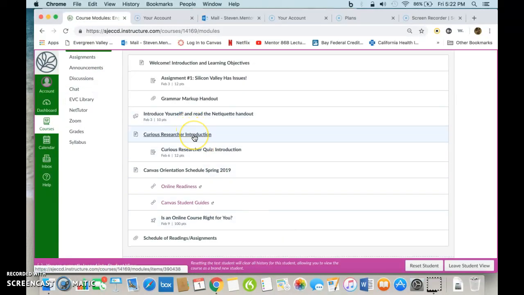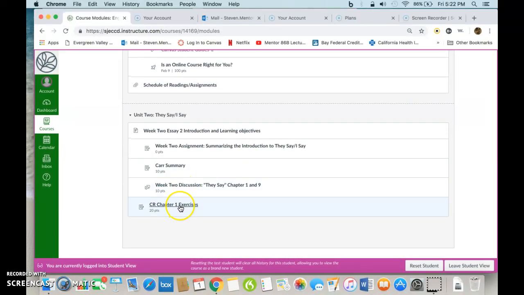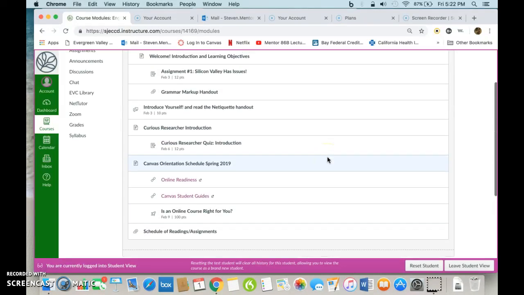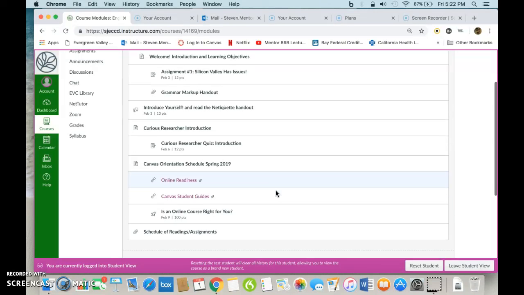We have a Curious Researcher introduction. That's our first assignment in our textbook, Curious Researcher. Anyway, so this will be how it looks kind of for each week. Then in week 2, notice I've only published 2 weeks so far, we'll take a look at They Say, I Say. That's the very first assignment in the They Say, I Say book. So we have 2 textbooks. One is They Say, I Say, which has readings in it, and we'll talk about how to write. And the other is Curious Researcher, which is all about writing the research paper.